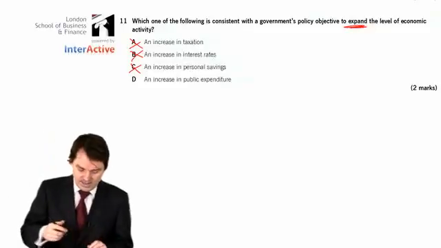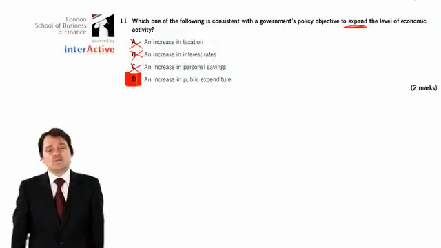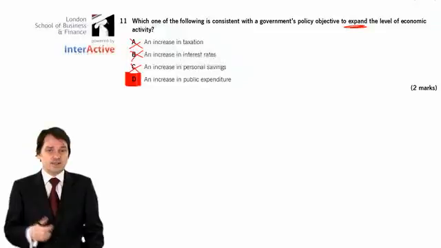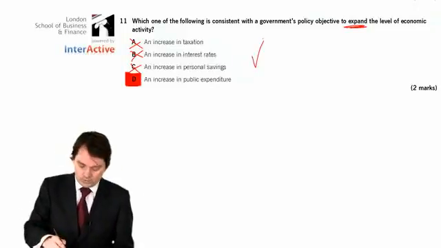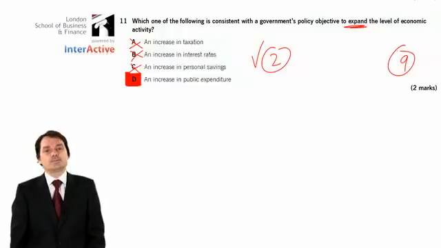And we are left with D, an increase in public expenditure. And I hope, if you look at that, an increase in public expenditure looks right anyway, because it means the government is spending more. That means there'll be more money going around. That one, again, I hope, relatively straightforward. So we'll have 2 marks there. That takes us all together now up to 9.